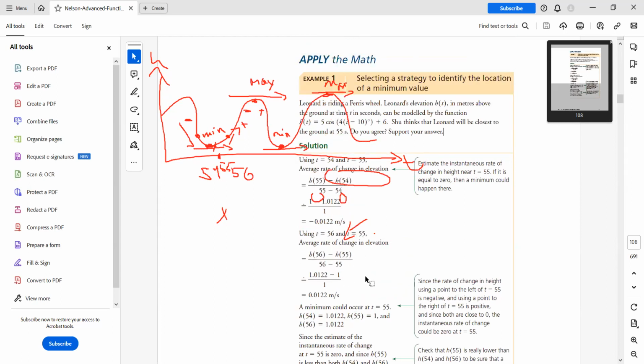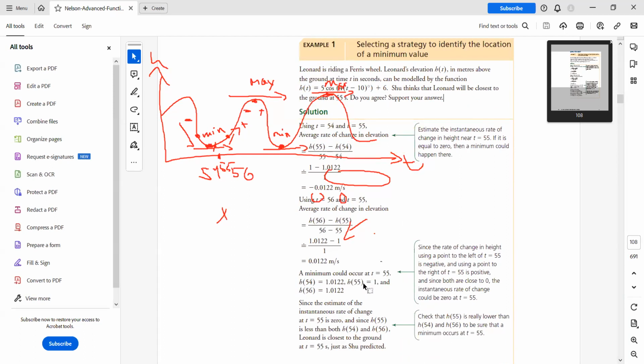By substituting t equals 55 into the formula, we see that the height equals 1 meter. And before this, at 54 seconds, the height is 1 meter and 12 thousandths of a meter above the ground, as well as at 56 seconds, it will be the same height above the ground. So the moment 55 seconds is indeed the lowest point above the ground.